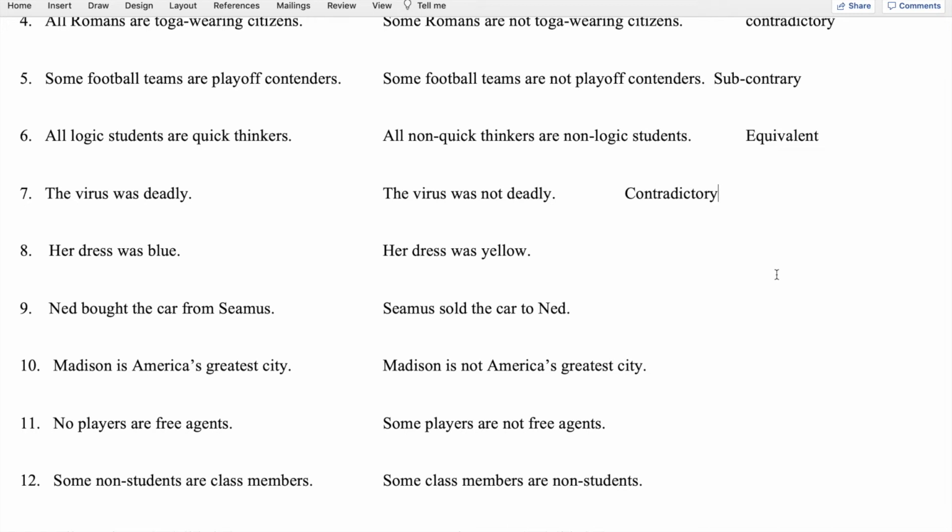And of course, if she was wearing a red dress or a white dress or a green dress, then both of those denial statements could be true. So we have statements that are contrary. That is to say, the statements are incompatible, but their denials are not incompatible.